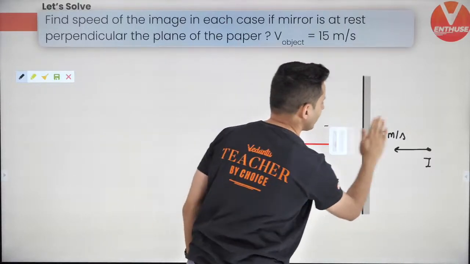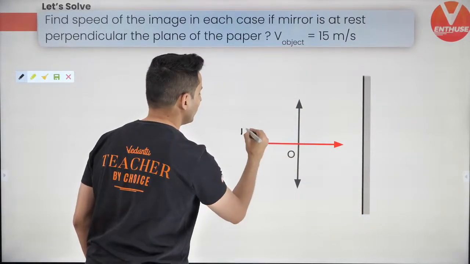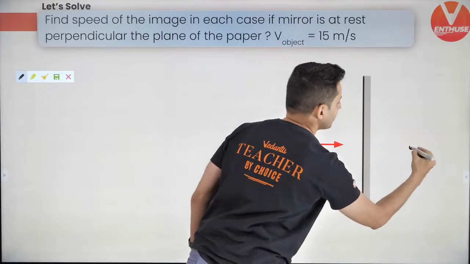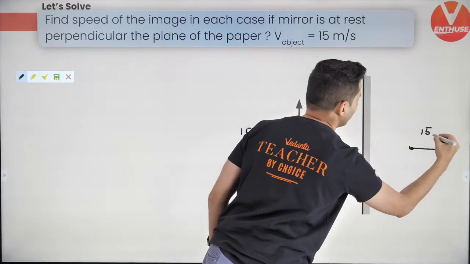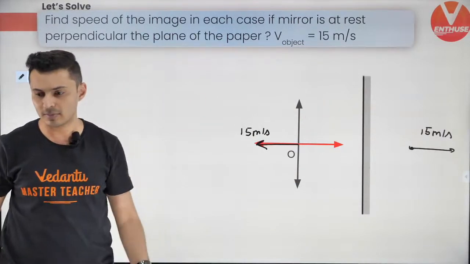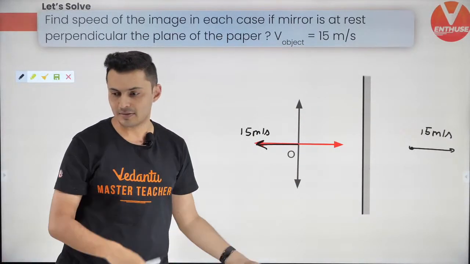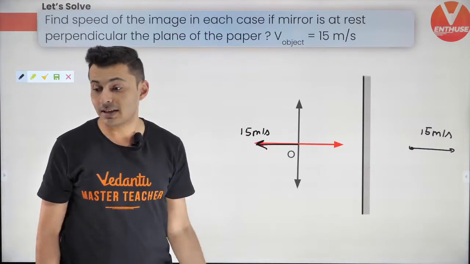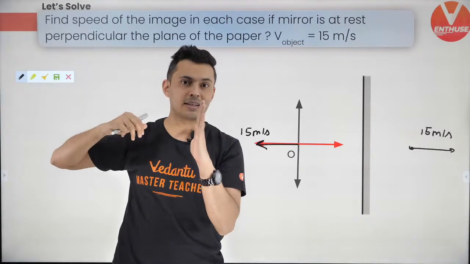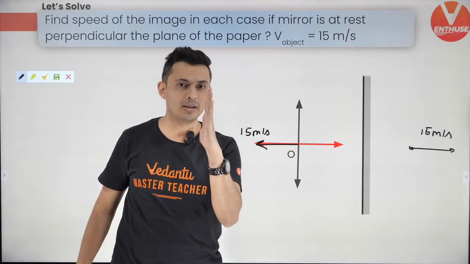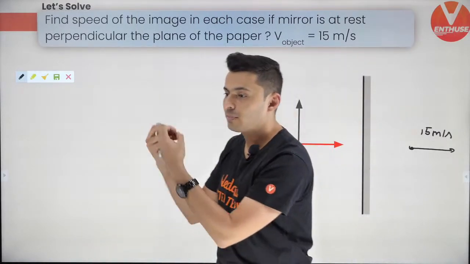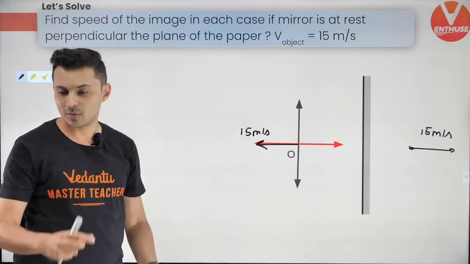That's solution 1. Second, if the object goes this side with a speed of 15 meters per second, then the image will also go behind with a speed of 15 meters per second. In fact, the relative speed will be 30. Speed wise it is 15. It is similar to a projector. If the rays from a projector are falling on a screen, that's where the real image is formed. But if the screen is not there, and if you go behind the screen, you can still see what has been projected from the projector. But that will be small and all that stuff.